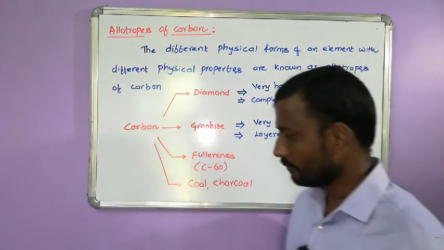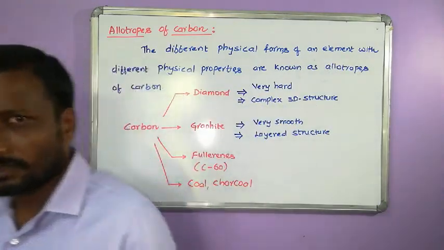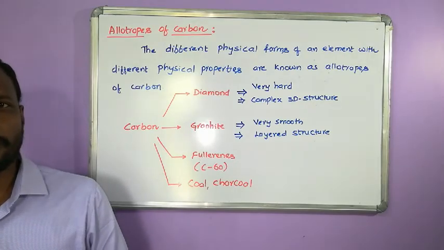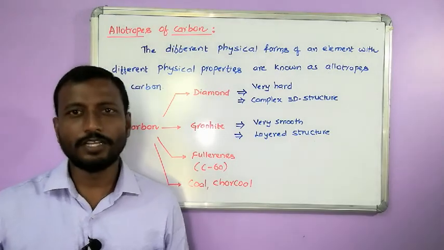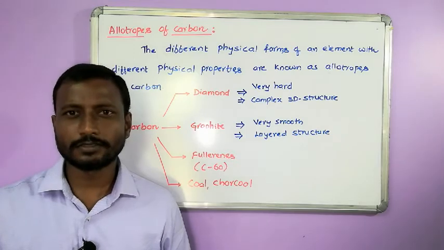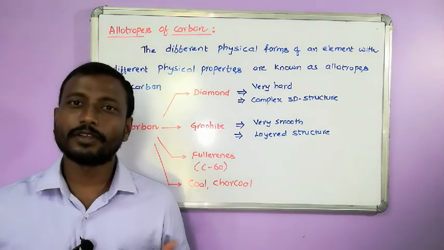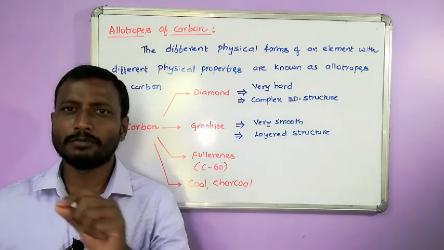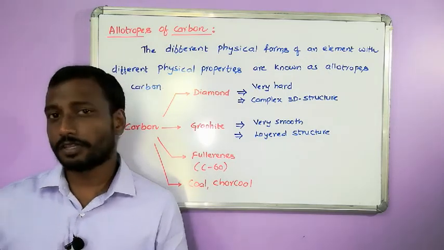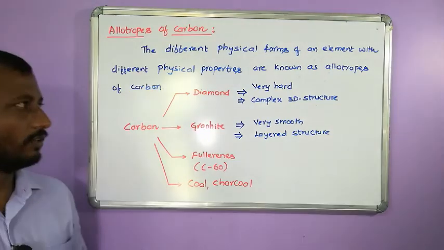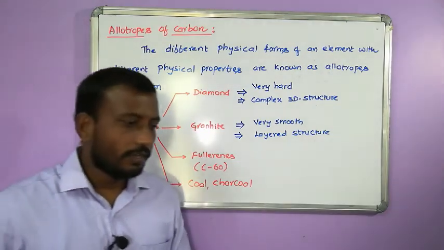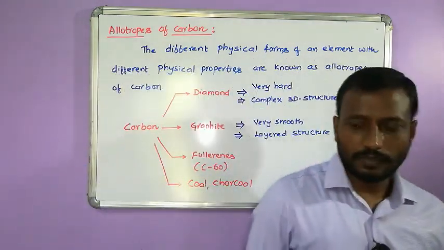Okay. Other than carbon, phosphorus is exhibiting allotropism. Red phosphorus, white phosphorus, yellow phosphorus, grey phosphorus, like that. Sulfur, rhombic sulfur, monoclinic sulfur, we are using in matchsticks. Phosphorus also we are using in matchsticks. Okay, fireworks. Okay, these are different topics about carbon.